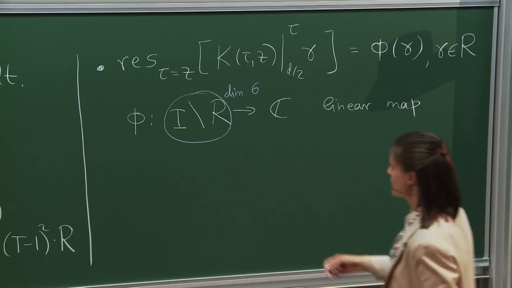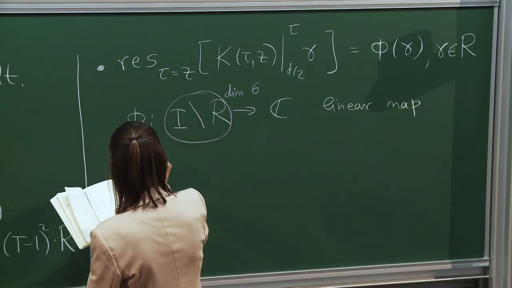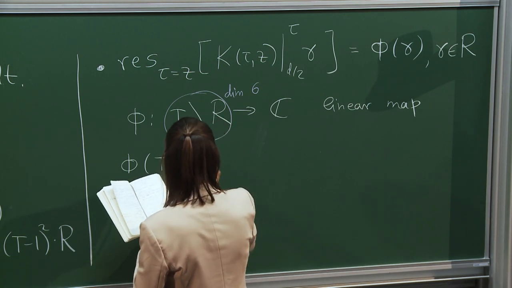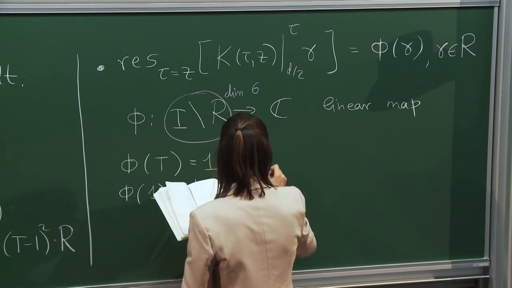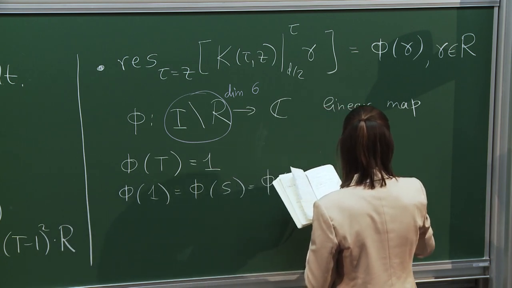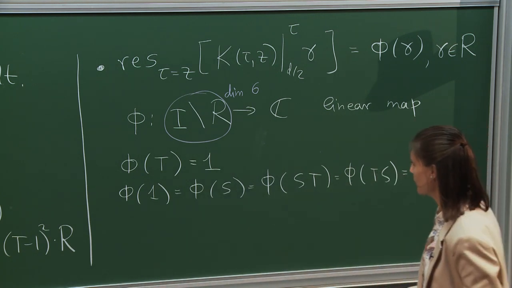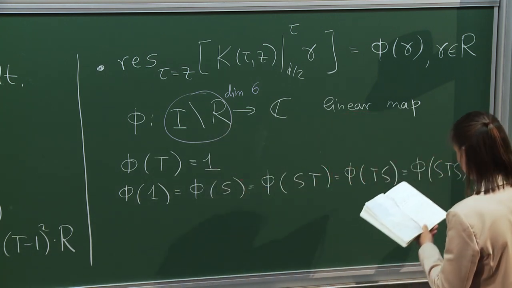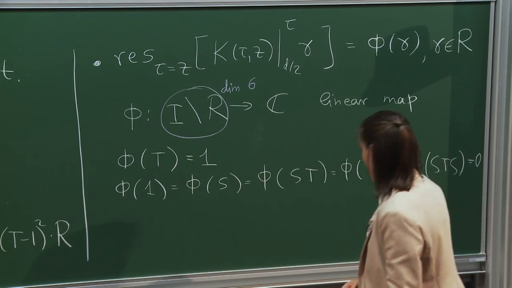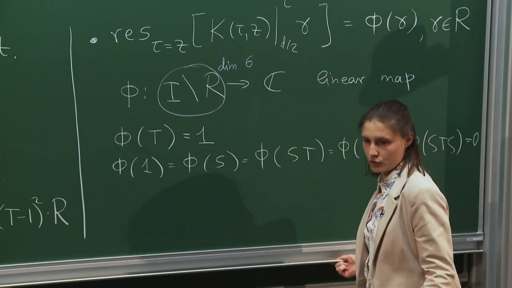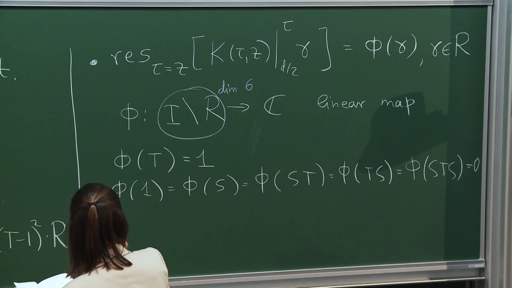To define this map, it will be sufficient for us to define it on some representatives, and we define it in the following way. In the previous lectures, we have seen that these six elements are indeed representatives for this quotient. And so we define our linear functional to be 1 applied to element T and 0 applied to all other representatives we have chosen.